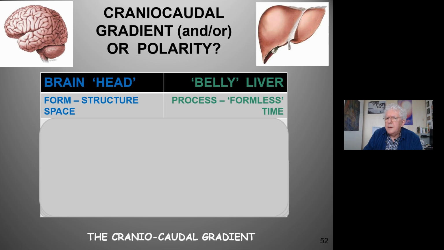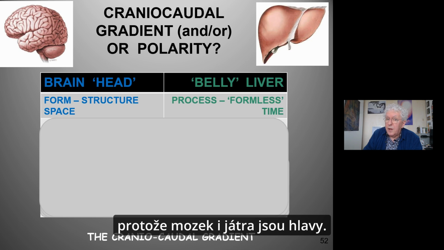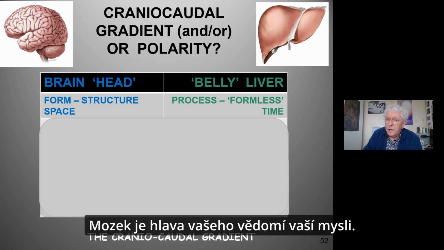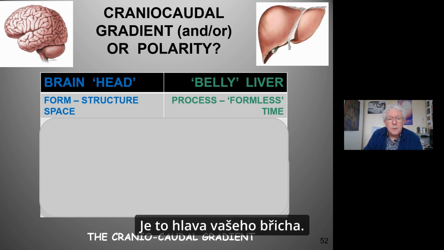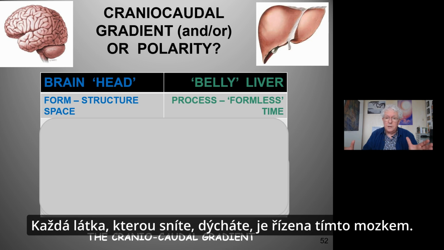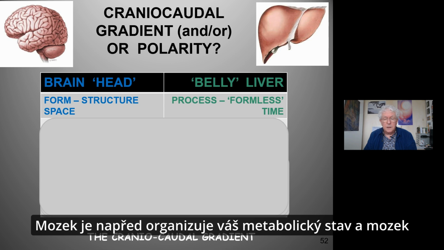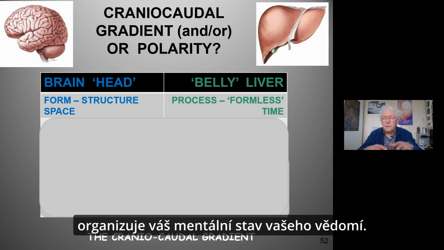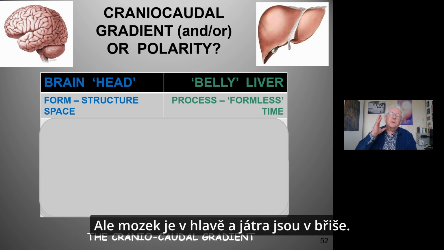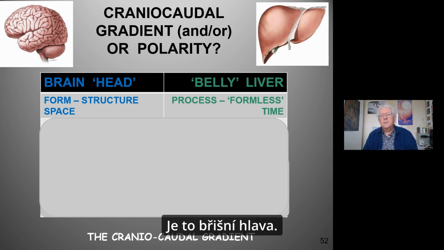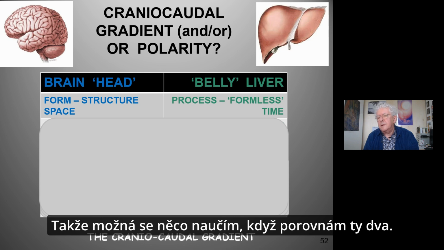No? Maybe there are polarities. Because brains and livers are both heads. The brain is the head of your consciousness, of your mind. The liver is the head of your metabolism, the head of your abdomen. Every substance that you eat, that you breathe, is controlled by the liver. The liver is a head organizing your metabolic state. And the brain is organizing your mental state, your consciousness or whatever. But the brain is typically head, and the liver is more abdominal. It's an abdominal head. So maybe it teaches me something when I compare the two.